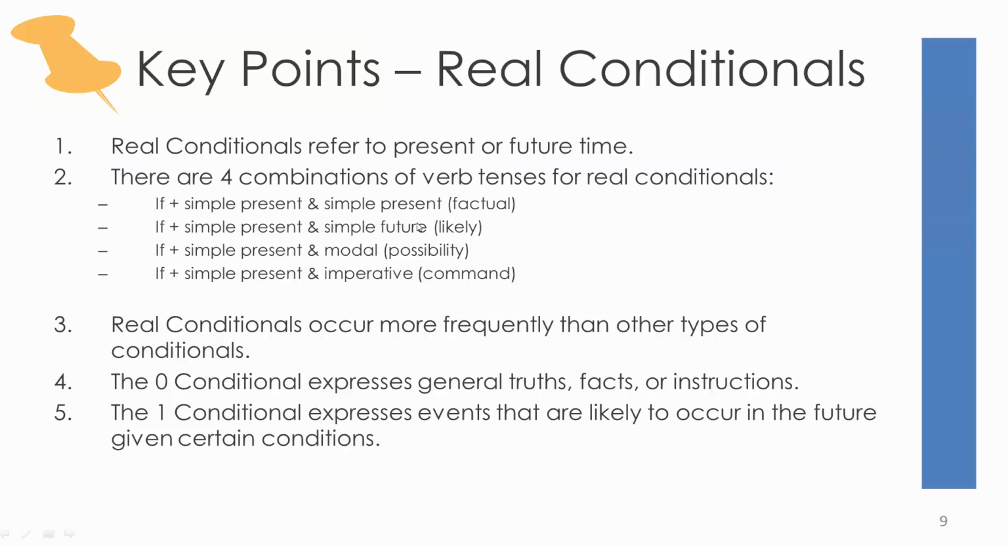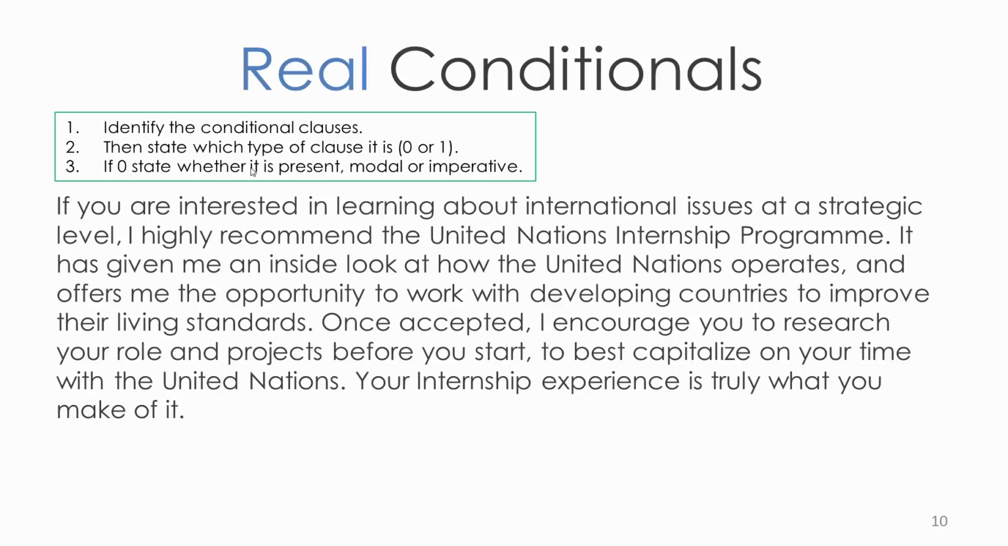Then we had a couple of key points to keep in mind about the real conditionals. They refer to present or future time. There are four combinations of verb tenses, as I've just presented. I mentioned before that real conditionals occur more frequently than the other types of conditionals. And that zero conditional is for general truths, facts, or instructions, and the one conditional expresses events that are likely to occur, highly likely to occur in the future.